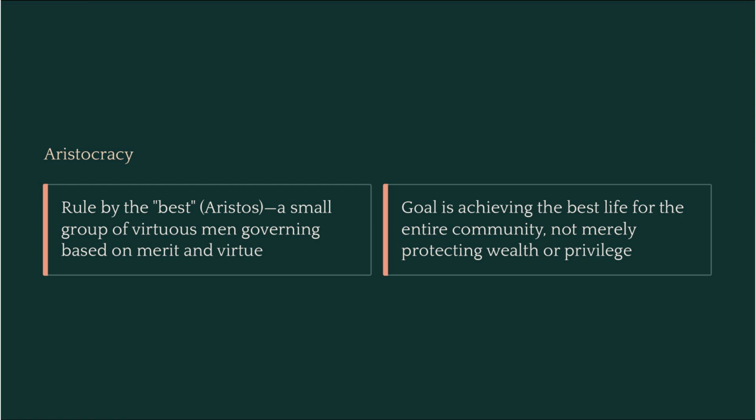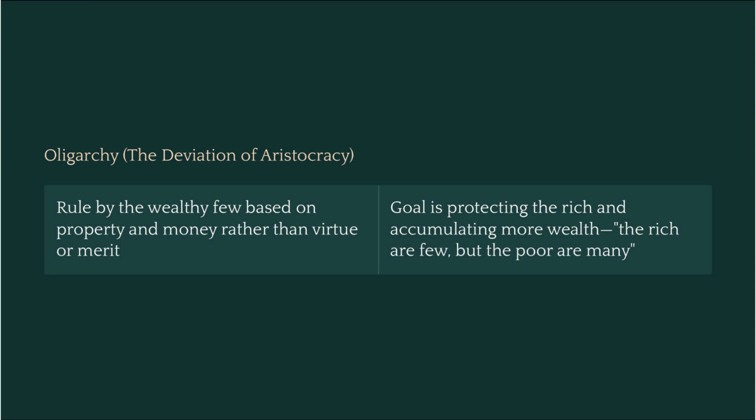Next is aristocracy. The word aristos means the best, so this is rule by the best, a small group of virtuous men governing based strictly on merit and virtue. Their goal is to achieve the best life for the entire community. It is not about protecting their own wealth or privilege. It is about stewardship.